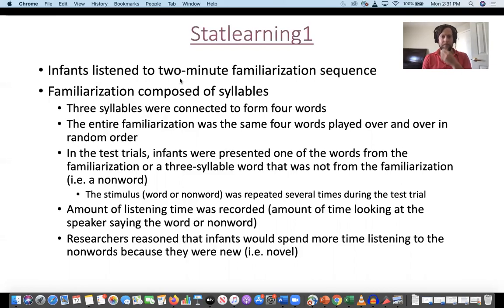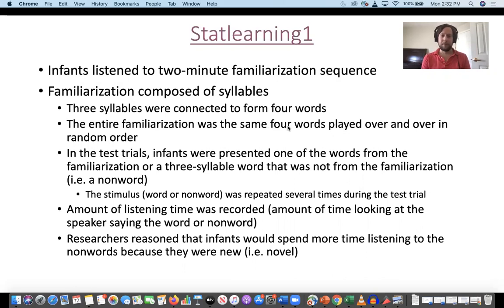So yeah, you heard the 2-minute familiarization sequence, and it was composed of words. What words means here is 3 syllables that were connected together. And the entire familiarization was composed of apparently the same 4 words played over and over and over in a random order. One that stuck out to me was bidaku. Every time that they said bidaku, that one stuck out to me. That was the one that I could hear very clearly.